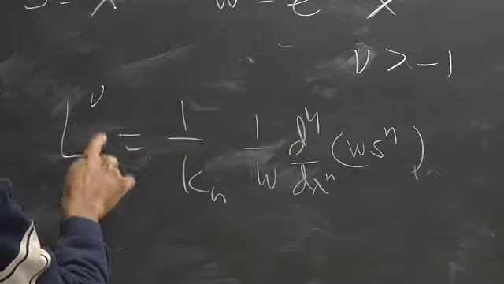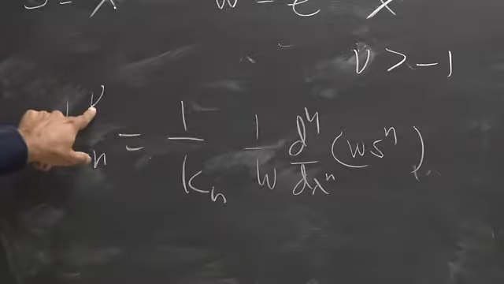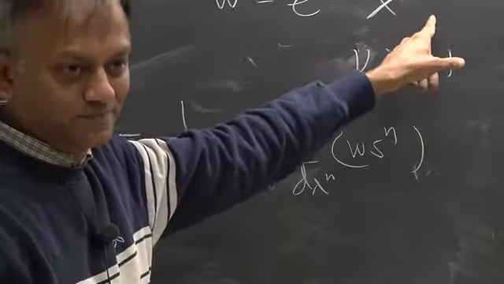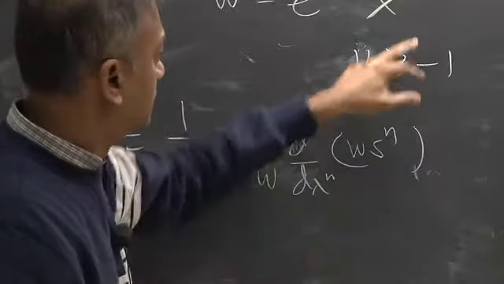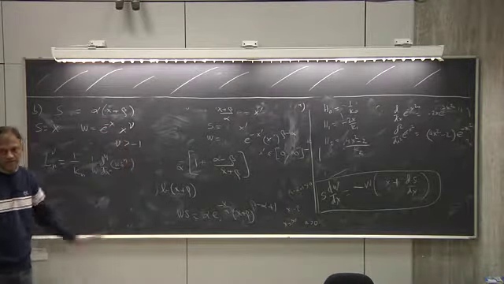And these are called the nth Laguerre polynomial, but it obviously depends on nu, right? Because there's a parameter here, nu. So the only condition is nu should be greater than -1. Apart from that, there is no other condition.